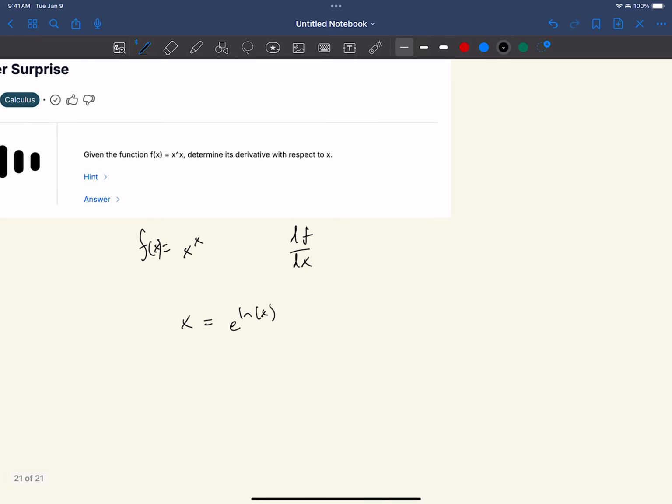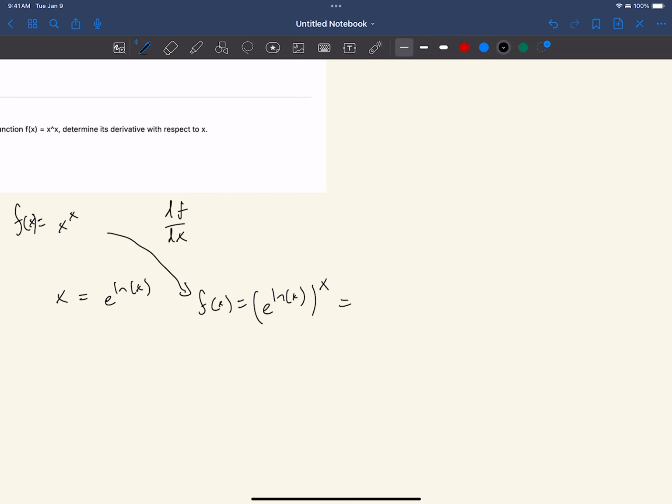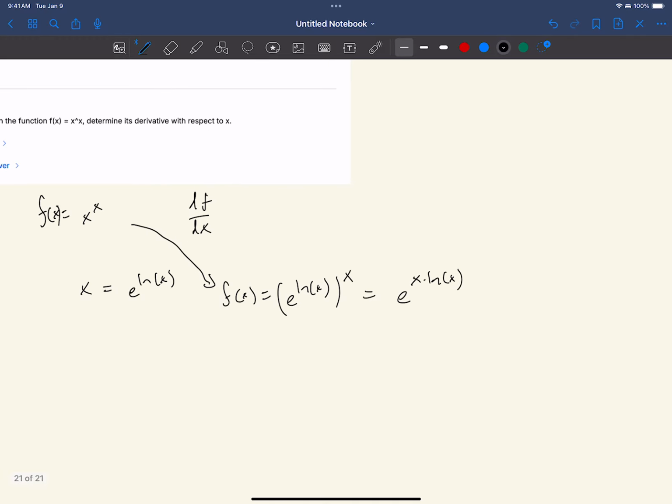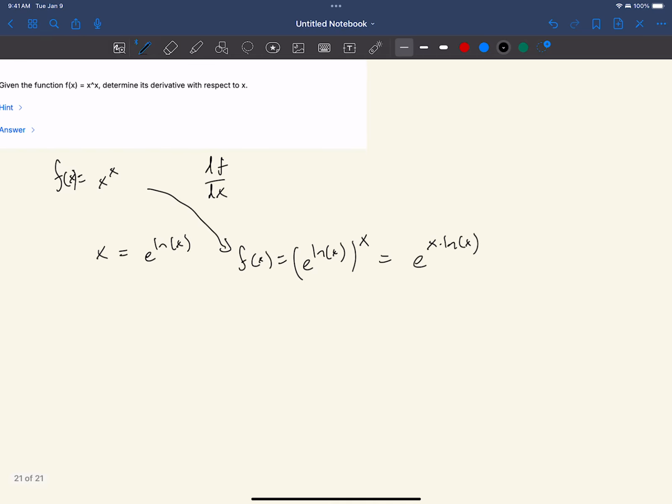And so if we plug this back into our formula, we can write f of x as e to the natural log of x to the power of x, okay? And of course, this is equal to e to the x times the natural log of x. And so we've rewritten f of x in a much easier way to differentiate, because we know that the derivative of e to the something is just equal to the derivative of whatever's in the exponent times the original expression.